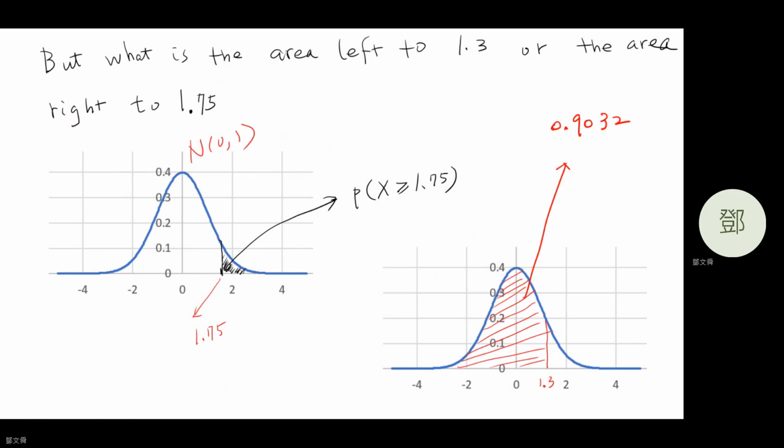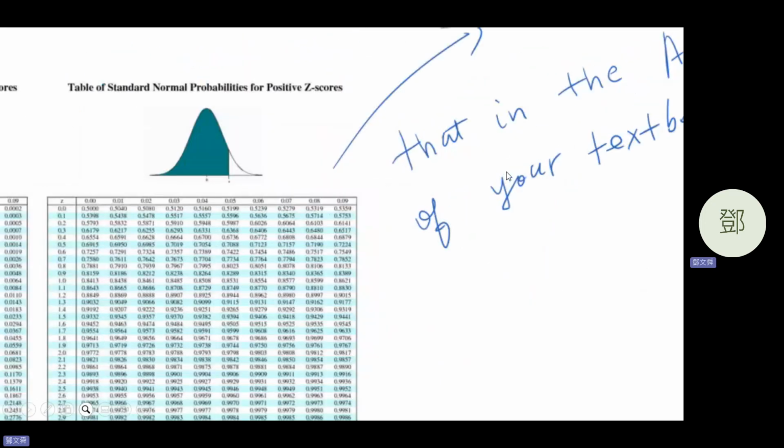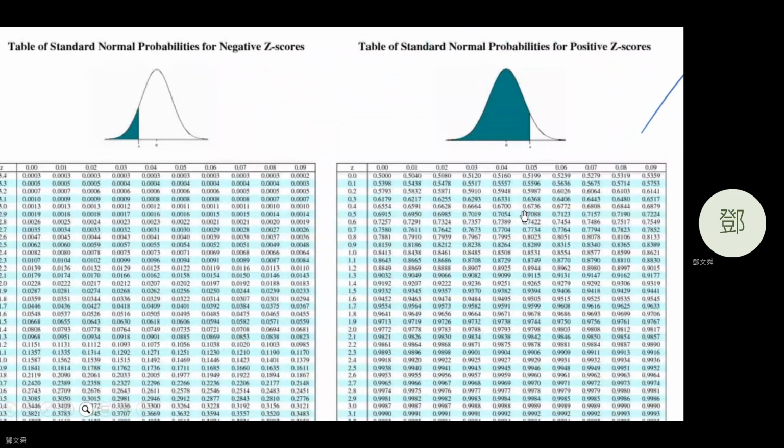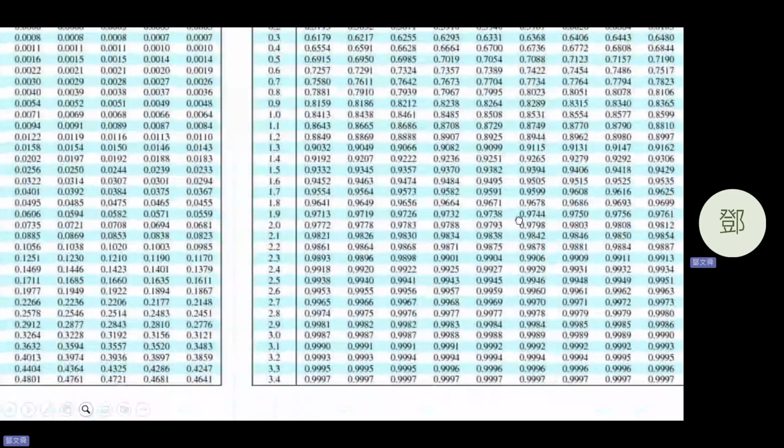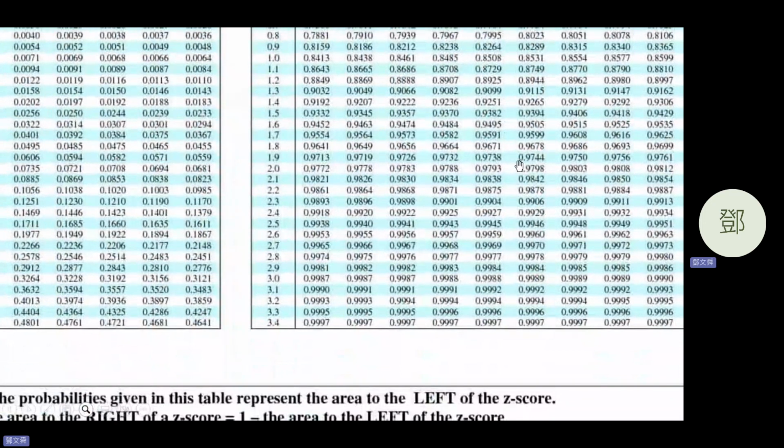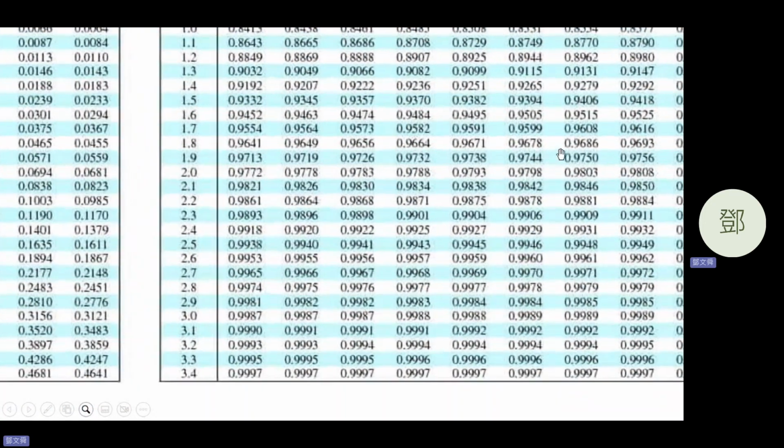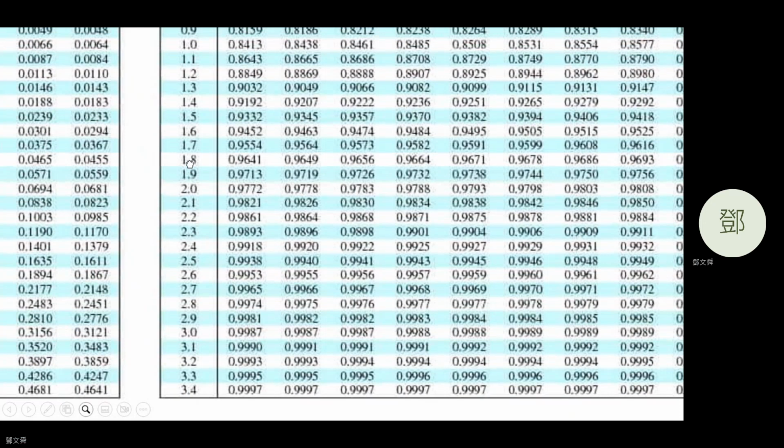And what about the area right to 1.75? Okay, unfortunately, the tables do not provide the area right to some point, but left to some point. But don't worry. Please look for 1.7, the row here, the first column here. Look for the row with cell 1.7. Here it is.